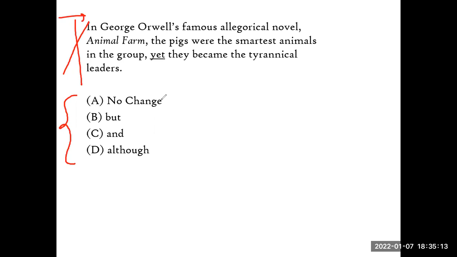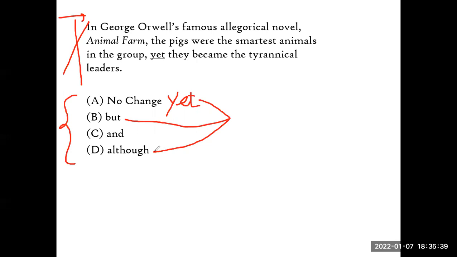So here now, the first option is yet. The second option is but. Then third is and, and fourth is although. When I read the answer options, I noticed that but, yet, and although, these three words have the same meaning. They are used to show contrast.